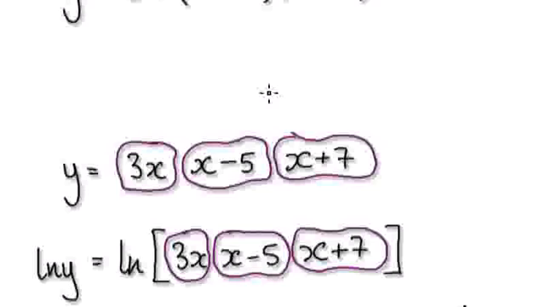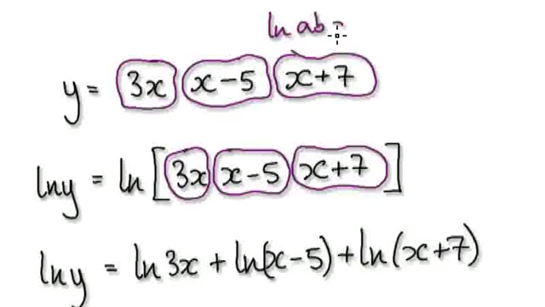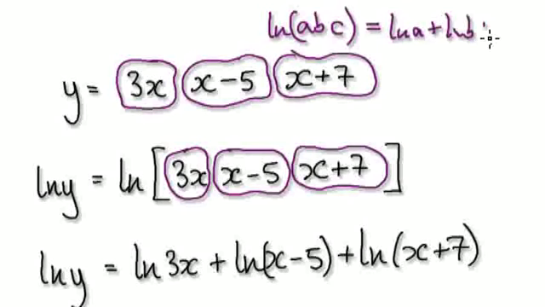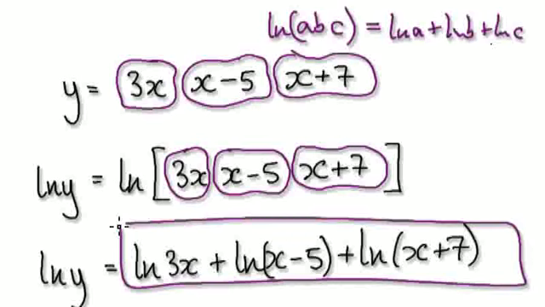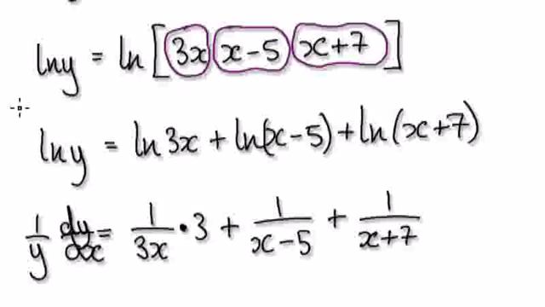So now natural log both sides, that will then give you this. When you have natural log of a times b times c, that's the same as natural log of a plus natural log of b plus natural log of c. So that would give you this here. Okay, and then now differentiate both sides.